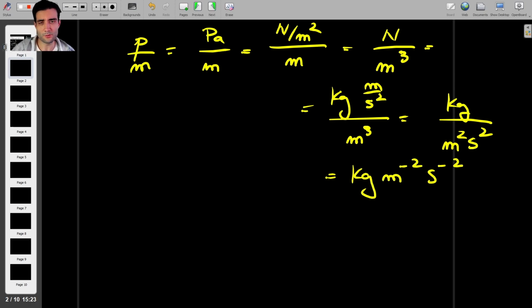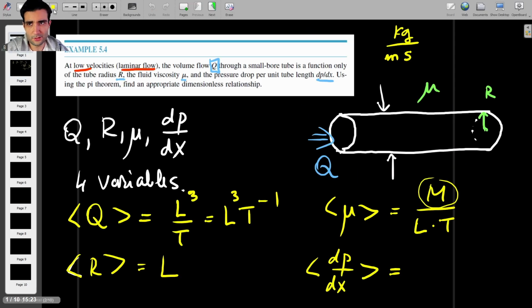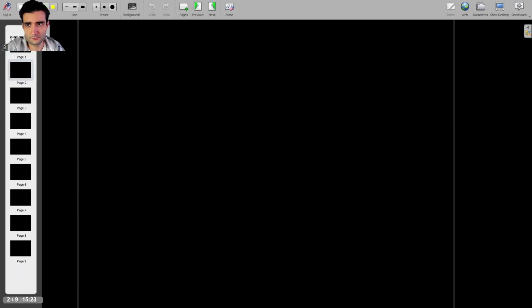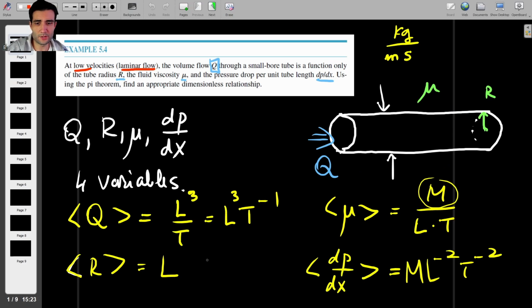So that's it. Now the only thing I'll do is rewrite this in terms of the generic units of mass, length, and time. So that's going to be mass, then length to the minus 2 and t to the minus 2, like this. And that's it. So we have four variables, and I don't think there's anything else in here. We have the volumetric flow rate, the radius, mu, and the pressure gradient.